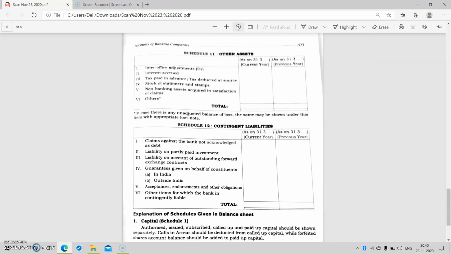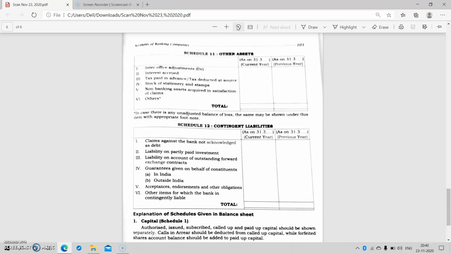And now next is other assets, that is inter-office adjustments, debit balance if any, you can show it as other assets. Inter-office means inter-branch transfers and all. Interest accrued, that is, if you have to receive that becomes an asset. Tax paid in advance, tax deducted at source, everything.